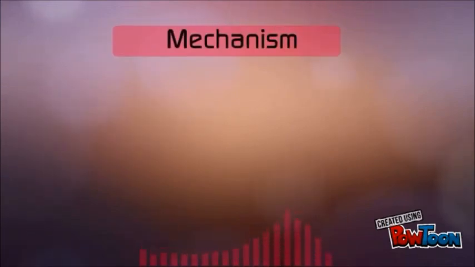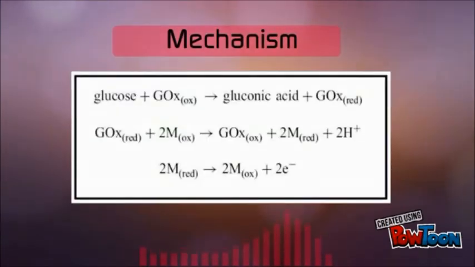Mechanism of action of the mediator. Glucose from the solution diffuses to the surface of the enzyme. Glucose oxidase in oxidized form is reduced. At the same time, glucose is converted to gluconic acid.